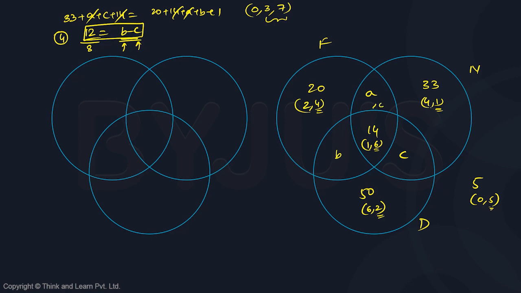Therefore, A should definitely have the remainder 0. 3 and 7 couldn't go to A, so they go to B or C. Okay, so let me just write down the values. Let me take remainder 7 here and remainder 3 here, and see what happens.